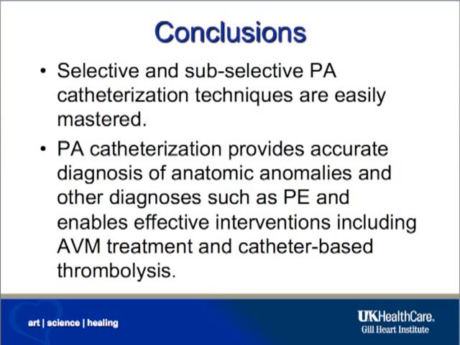PA catheterization provides accurate diagnosis of anatomic anomalies and other diagnoses such as PE, and enables effective interventions including AVM treatment and catheter-based thrombolysis.